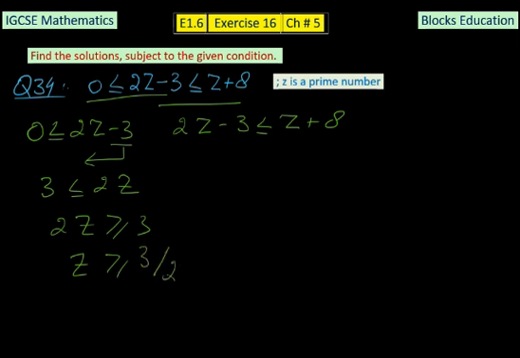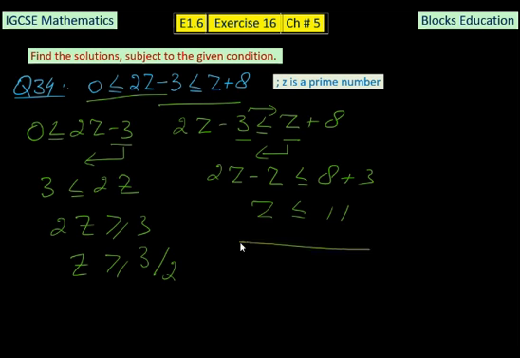Looking at the other one, we move z to the left side and minus 3 to the right side, so we have 2z minus z less than or equal to 8 plus 3. 2z minus z is z, less than or equal to 8 plus 3, which is 11. We have two inequalities: z greater than or equal to 3 over 2, and z less than or equal to 11. On a number line, 3 over 2 or 1.5 is the smaller number, on the left side, and 11 is the bigger number, on the right side. Both numbers are included because they are equal to as well.